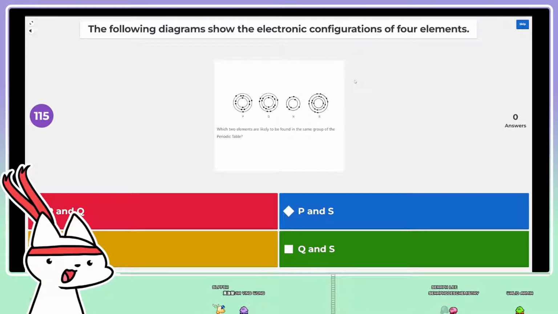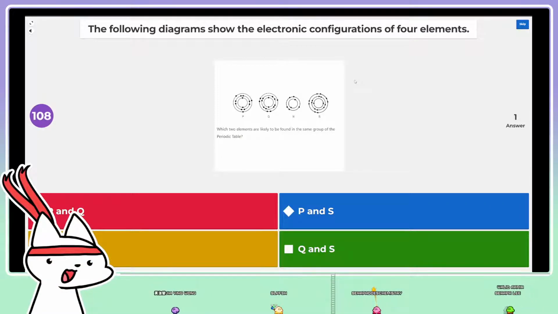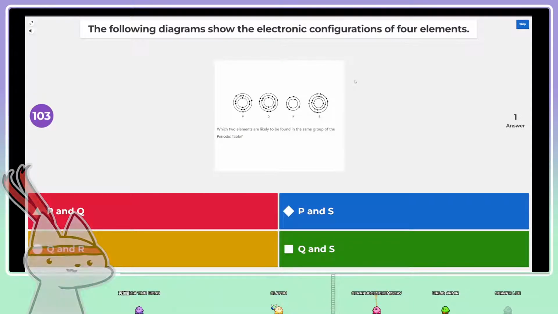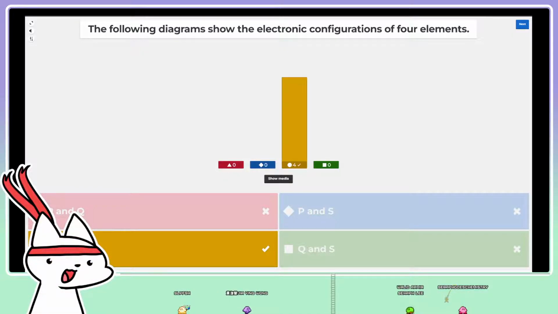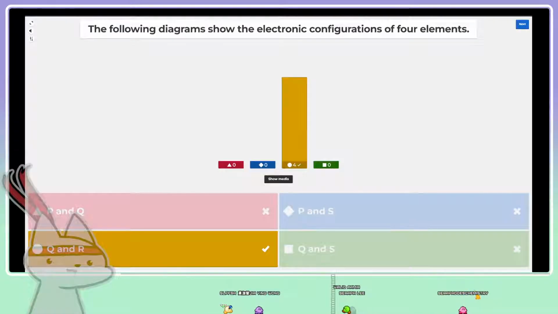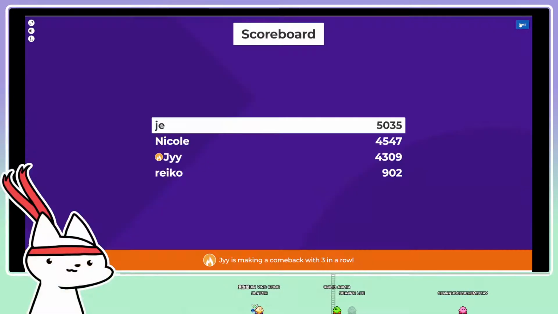Careful against it. Which two elements are likely to be found in the same group? I think in this case everything should be atom, because they didn't mention gaining or losing, with protons and electrons comparison, right? So this is Q and R. So Q and R, everyone got it correct. Cool, let's move on.